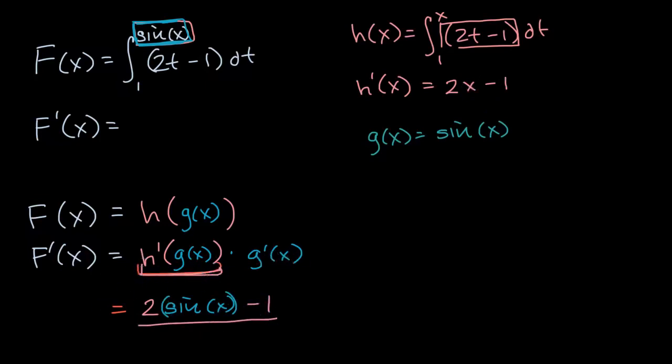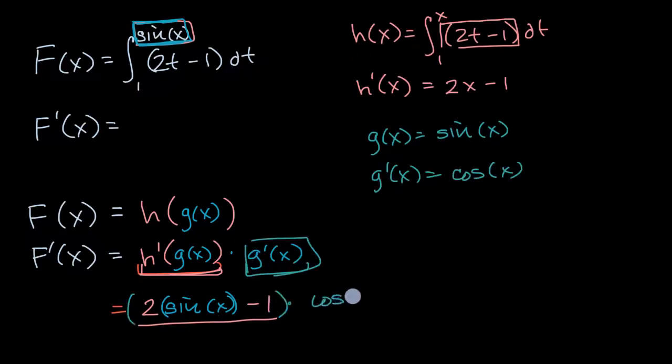And then what's g prime of x? Well, g prime of x is just, of course, the derivative of sine of x, which is cosine of x. So this part right over here is going to be cosine of x. And we could keep going. We could try to simplify this a little bit or rewrite it in different ways, but there you have it.